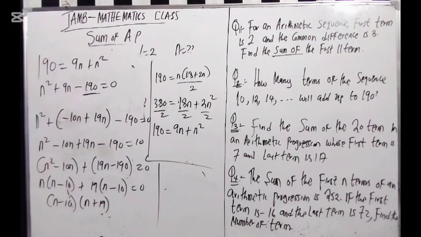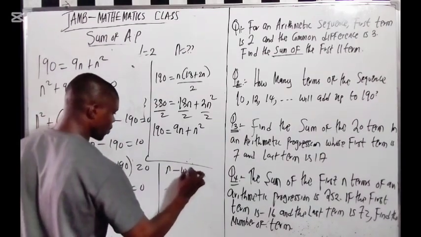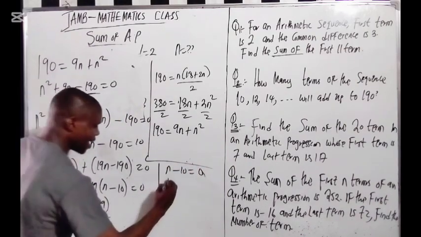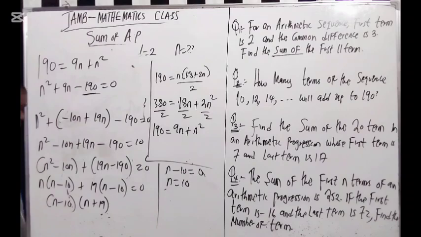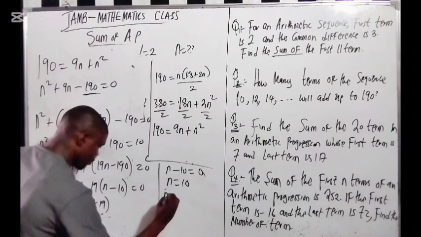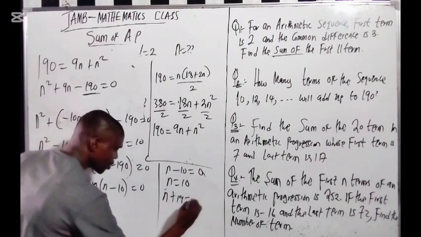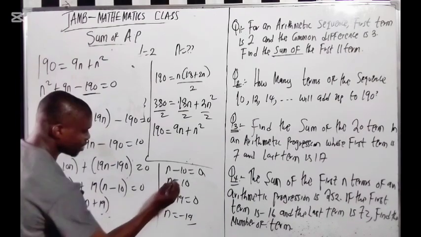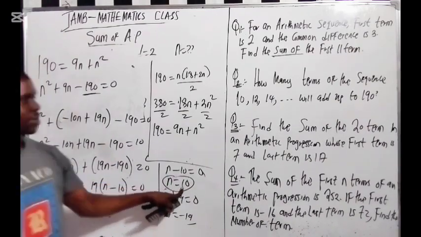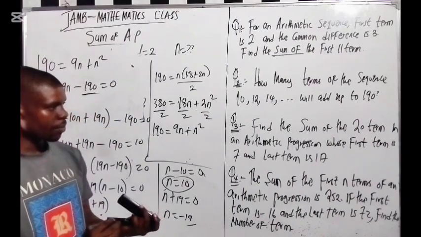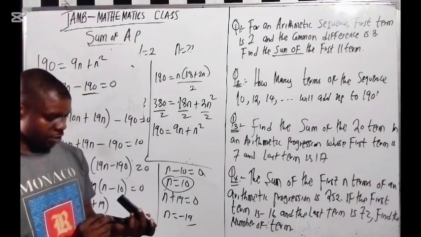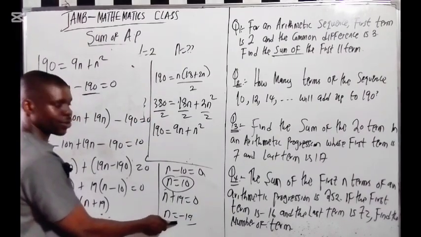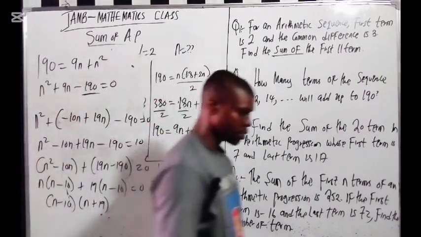So if I factorize it here, n minus 10 equals 0, so n equals 10. Also n plus 19 equals 0, so n equals minus 19. The answer is 10, because there's no way you can get a negative number of terms. So the answer is 10.